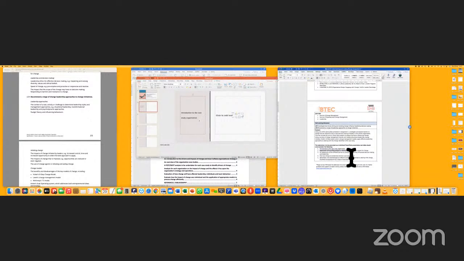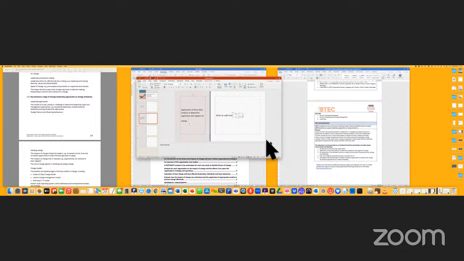The second part is going to be the application of force field analysis. This is what I have then given a template of in the Moodle. There is a template on force field analysis. It's a Word document. You can download the document. You can copy and paste the document.